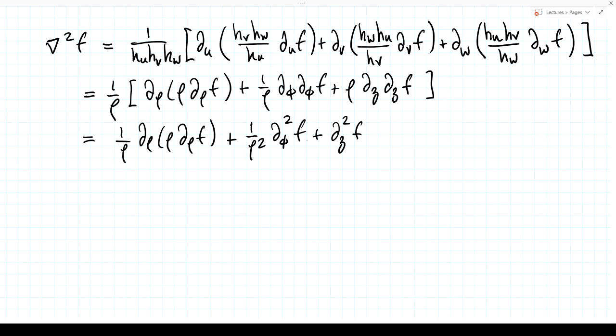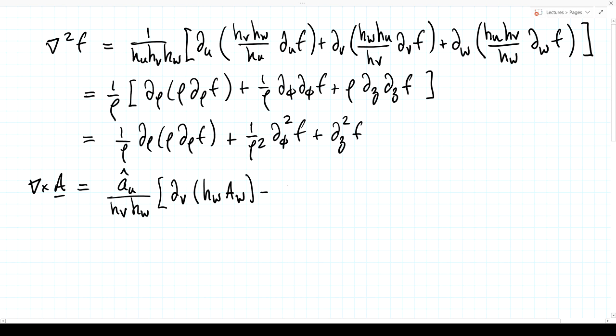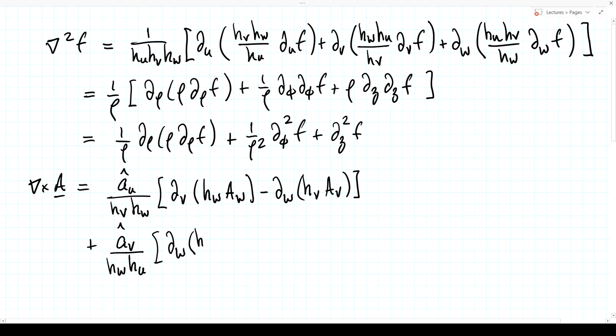Now, finally, we have the curl. The curl of A is A hat U over HV HW times the V derivative of HW times AW minus the W derivative of HV times AV. Plus A hat V over HW HU times the W derivative of HU AU minus the U derivative of HW AW.